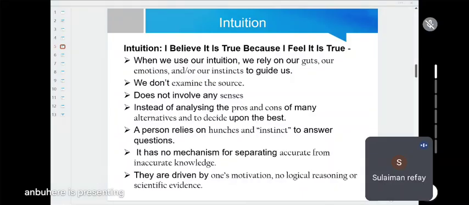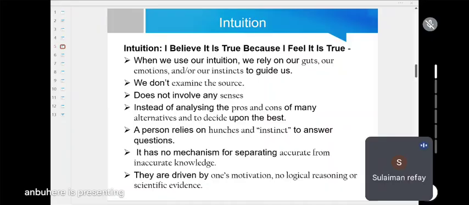So what we are seeing is how we are getting knowledge, that is, knowing. The first thing is intuition. Intuition is nothing but I believe it is true because I feel it is true. When we use our intuition, we rely on our guts, our emotions, and our instincts to guide us.